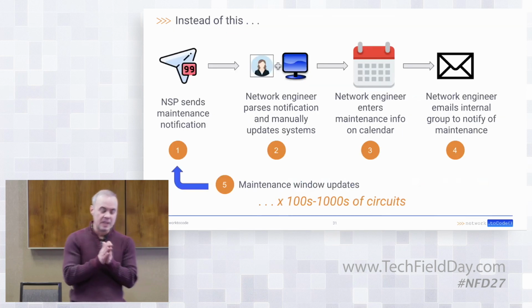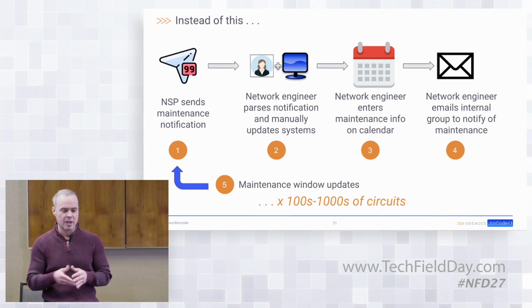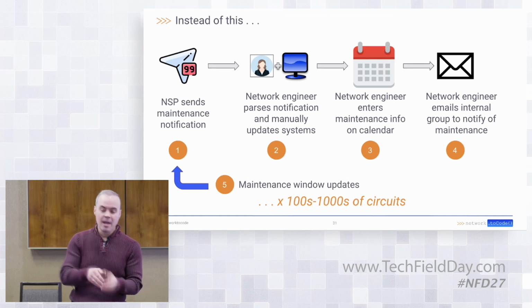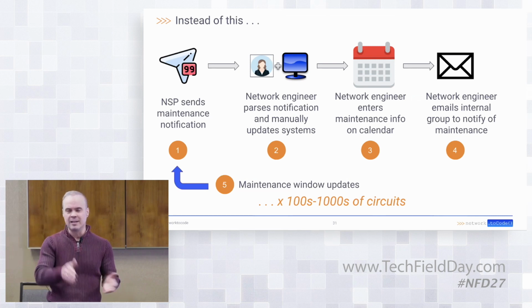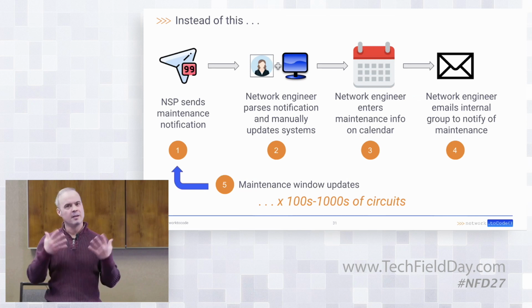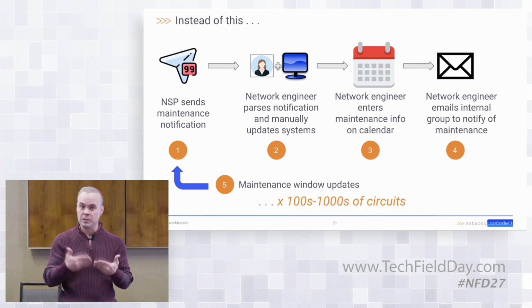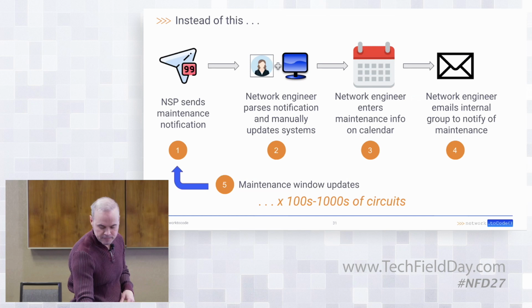So instead of this, where the service provider sends a maintenance notification, you have a network engineer, a highly skilled network engineer, by the way, doing manual data parsing, and then having to schedule the maintenance and maybe send an email to the group. And then, if that gets updated, I have to do that all again, times hundreds or thousands of circuits. It's almost unmanageable. It becomes crushing, and the people don't want to do this, nor should they have to. You should let the machines do this data parsing.